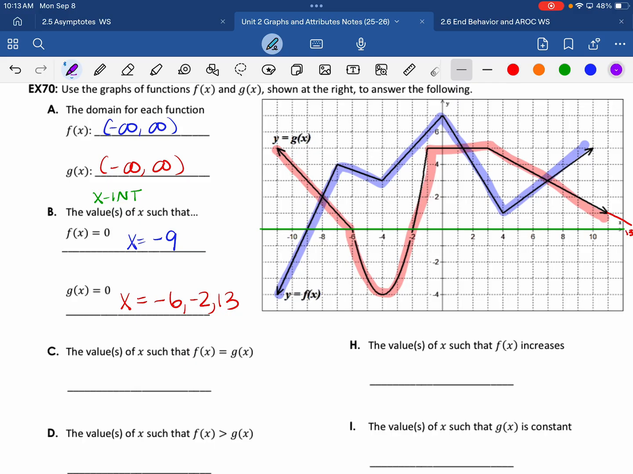For part C, it says find the values where f and g equal each other. So when you're looking at your graph, what am I going to be looking for? Yes, the intersection. So we're going to intersect here. Which number is that at? -8. Where's this one at? Ish, 1. And this last one here is 7. So -8, 1, 7.